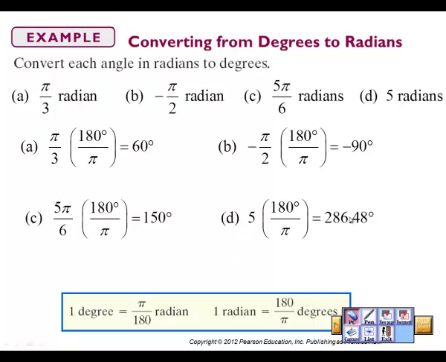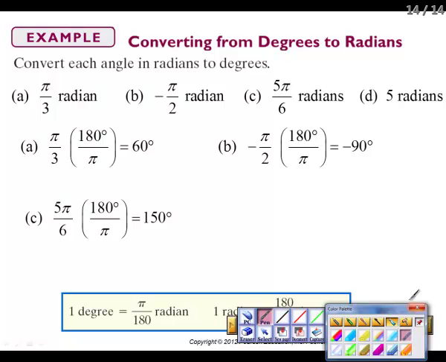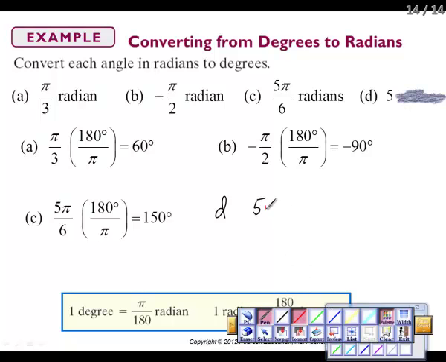Now here, let's back up for a minute. Sometimes they will have something like this, where let's say it was just 5. Let's just say they just had 5 there, and that's all. Well, if there's no degree, think of it this way: if there's no degrees, automatically it's considered radians.